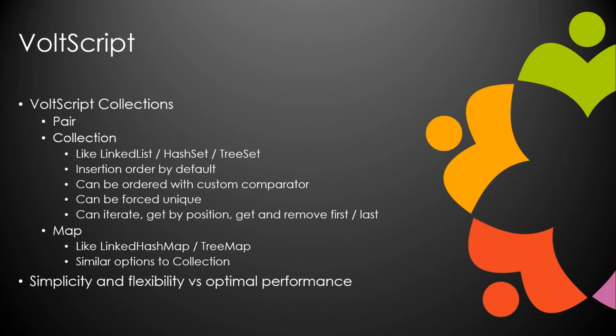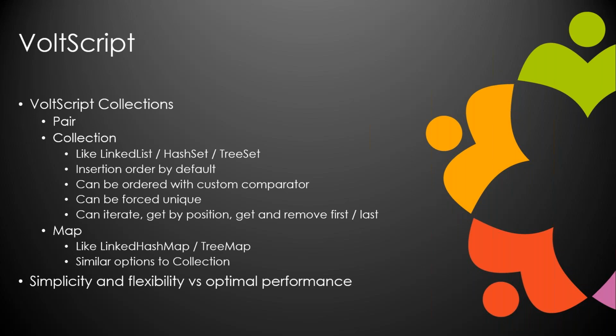So we created collections and map classes, and obviously each element of a map is a key value pair, so we've got a pair map. Unlike the approach with Java, we went with single classes. So the collection class covers all of the hash set, linked list, tree set, array list, all of those. It's insertion order by default. You can pass in a custom comparator, which will be used for matching elements and for ordering elements.